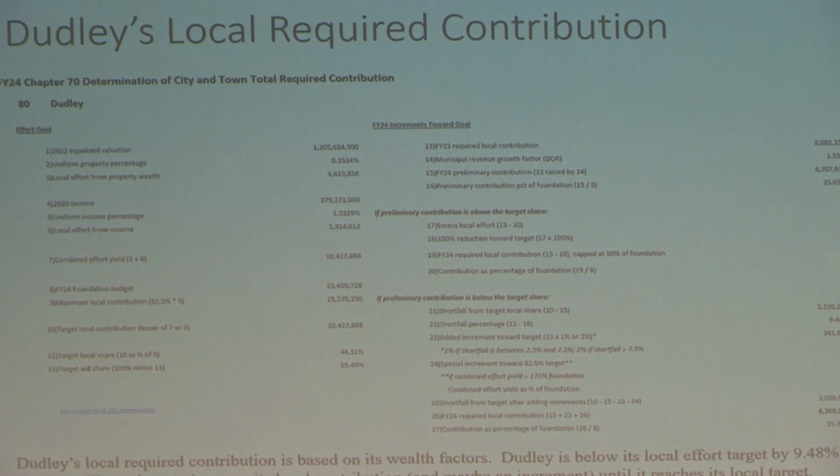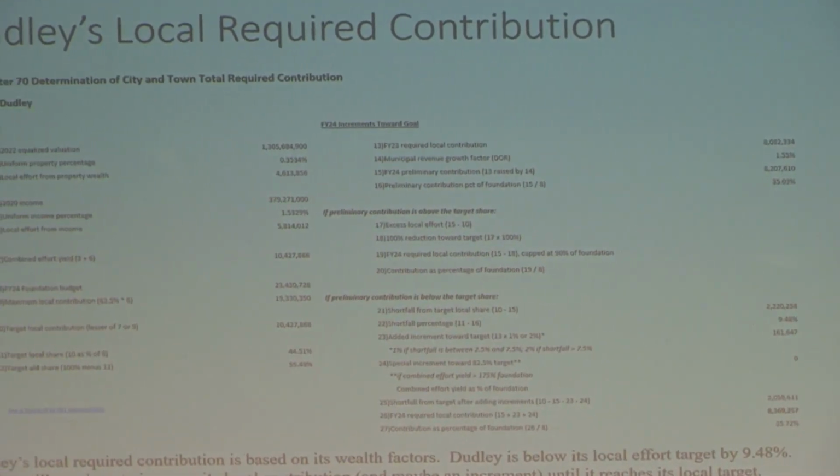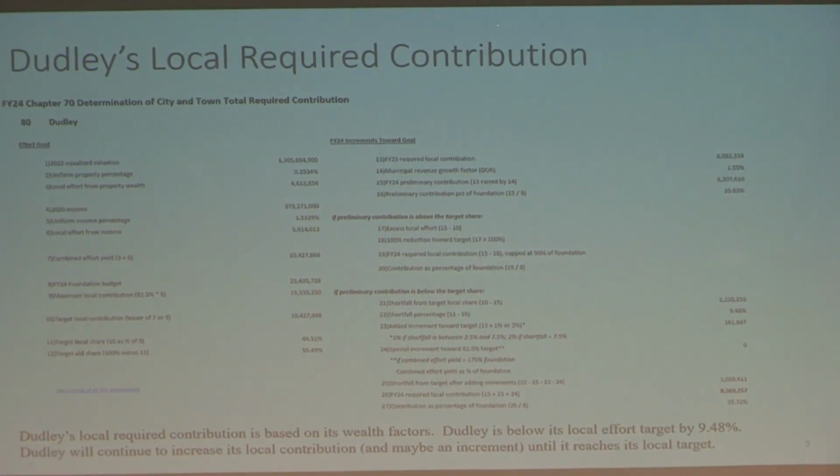But on the left-hand side are some calculations to determine what the target contribution is. This is done for every district in Massachusetts. This particular slide that we're looking at is for the town of Dudley. On the top of the left-hand side is EQV. The first section is EQV, and the second section is income. And those two numbers together equal what's called a combined effort yield. And that combined effort yield is a metric that could be used to determine what Dudley's local required contribution is. Another one is 82.5% of the foundation budget as calculated by the state, and whichever is lower ends up being the target for Dudley for the local required contribution.